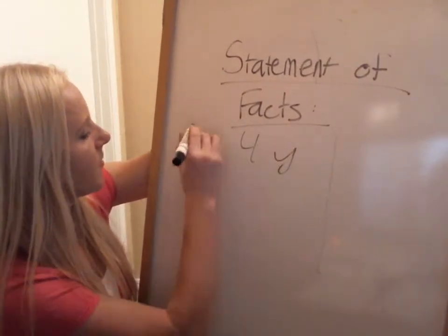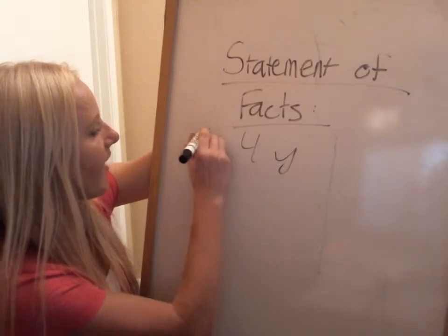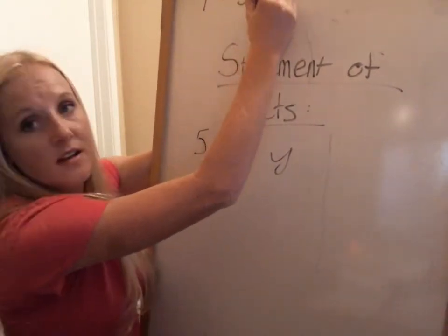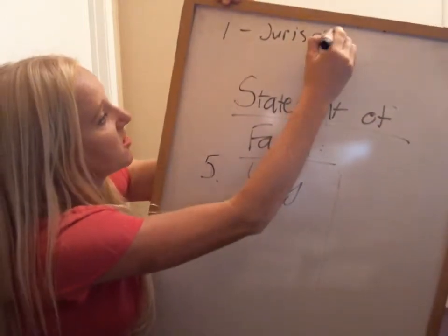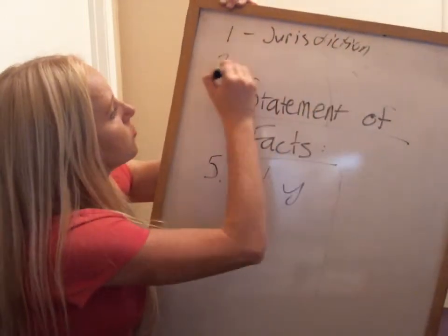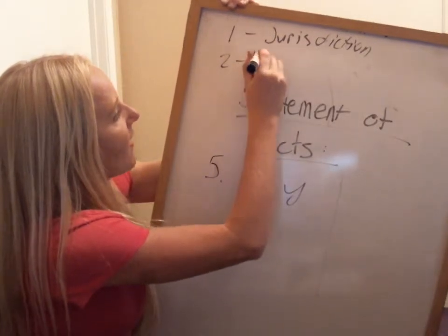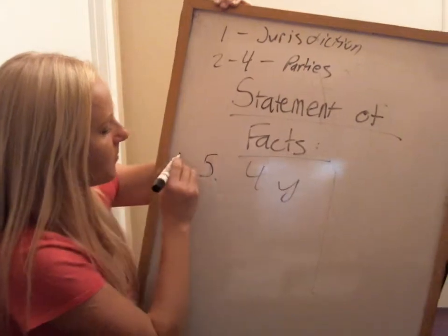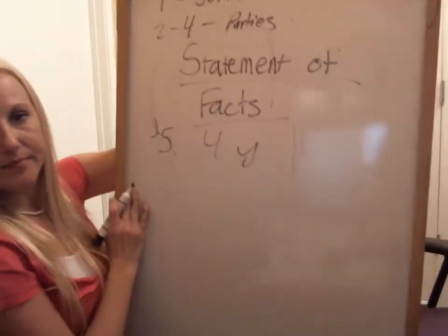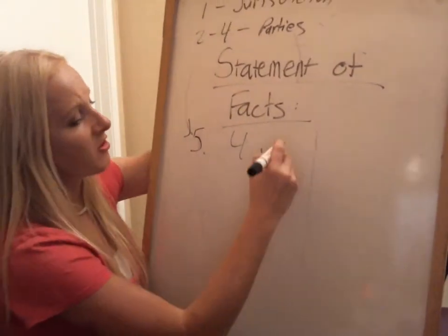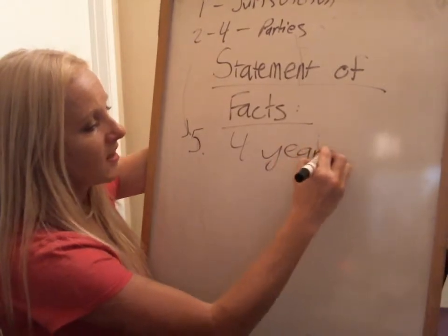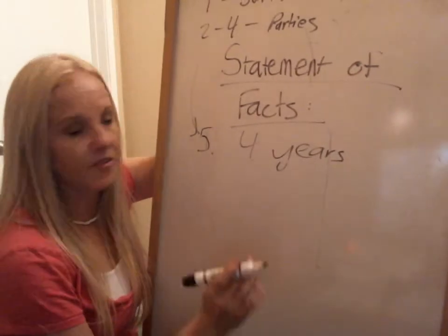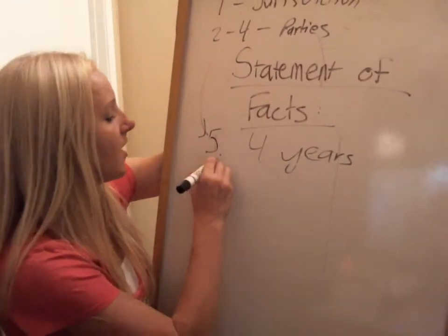And remember, sorry, my numbering, I just messed up. This would start on number 5 here because we've already done 1 for the jurisdiction, and then 2 through 4 were the parties. And so we're going to start numbering on 5. So for example, for 4 years, you'd want to include that as a fact. Of course, make it a complete sentence. I'm just giving you a very, very brief rundown.